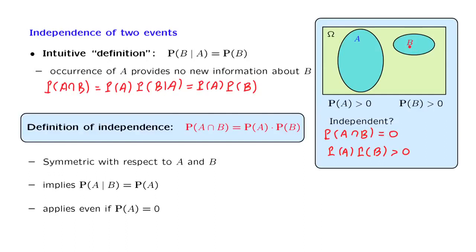It is important to always keep in mind the intuitive meaning of independence. Two events are independent if the occurrence of one event does not change our beliefs about the other. It does not affect the probability that the other event also occurs.